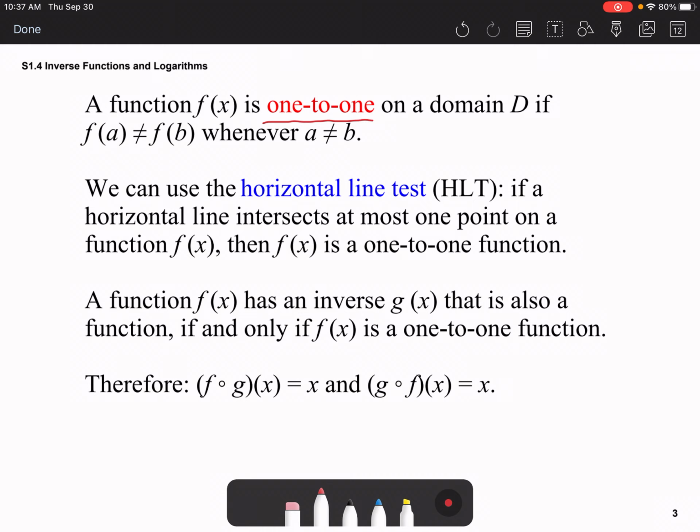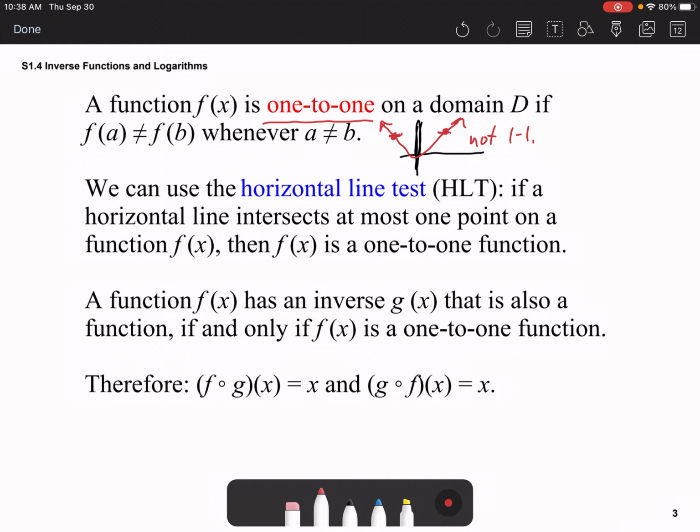So some ideas right here is, for instance, a function like this is not one-to-one, because the value f at a and f at b right here are the same values for different values of a and b, and that's not allowed.